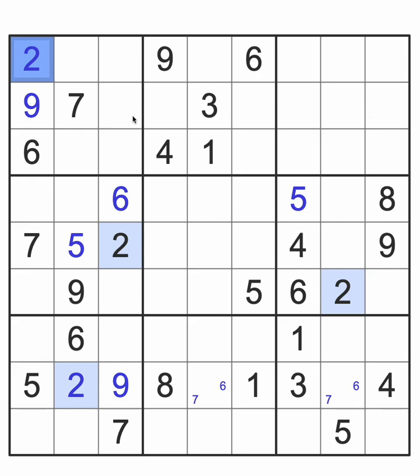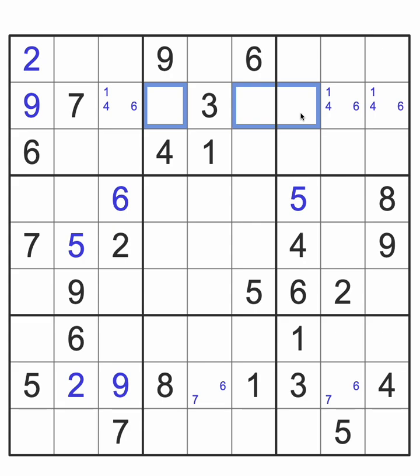Okay, and now looking at row 2, there is a triple on row 2. It's a 1, 4, 6 triple. Here's 1, 4, 6 in box 2, and 1, 4, 6 also on column 7. That means these cells cannot use any of 1, 4, 6. So 1, 4, 6 have to use these 3 cells.